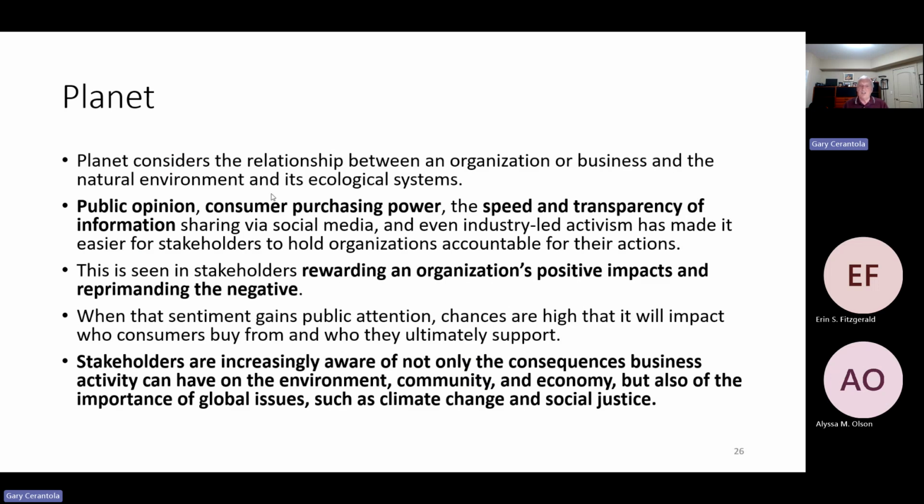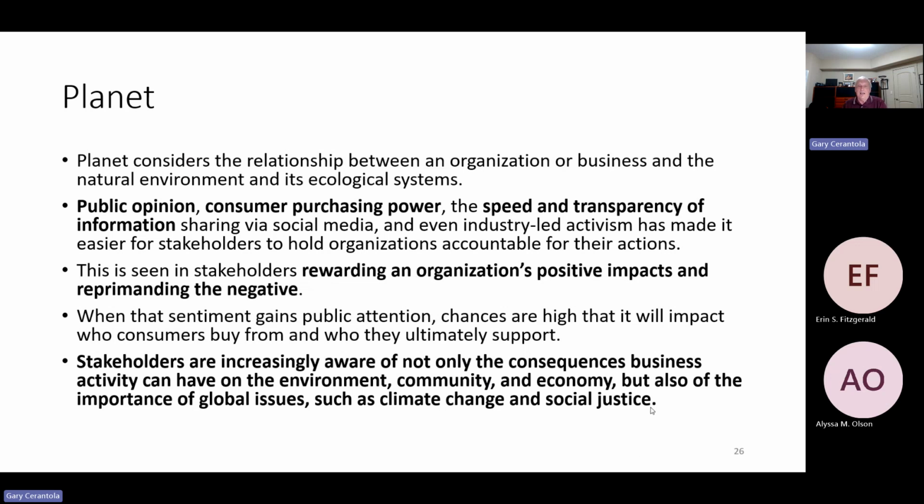So public opinion is changing, and consumer purchasing power is putting pressure on organizations to really take a look at corporate social responsibility. Also, stakeholders are rewarding organizations for the positive impacts and reprimanding the negative. So stakeholders are increasingly aware of not only the consequences business activity can have on the environment, on society, like the community and the economy, but also the importance of global issues such as climate change and social justice.